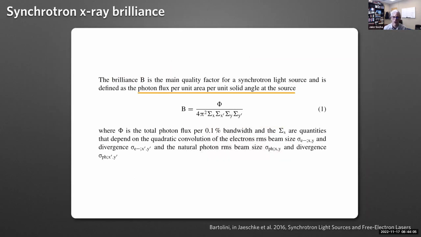This is just a slide showing that we measure things in brilliance, and that's the photon flux per area per unit solid angle at the source.